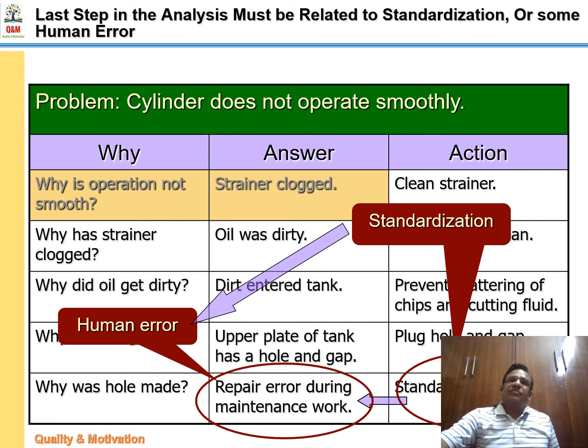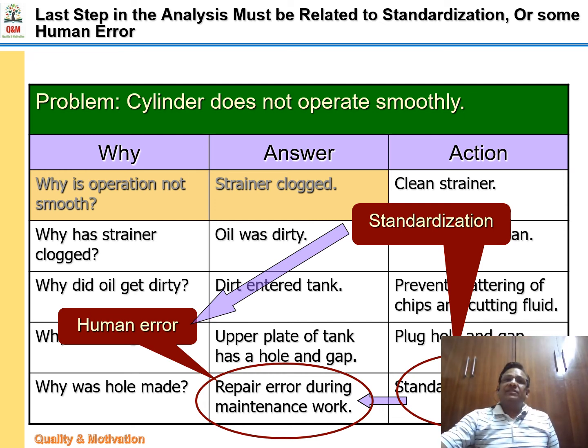The answer for this is a repair error during maintenance work, and the action for this is standardization of the maintenance work. And here we see that the key points are standardization and human error. Both are coming in our real root cause. So here we can end our why analysis, because we have found the real root cause and the permanent corrective action, that we have to make a standard for doing the maintenance work.